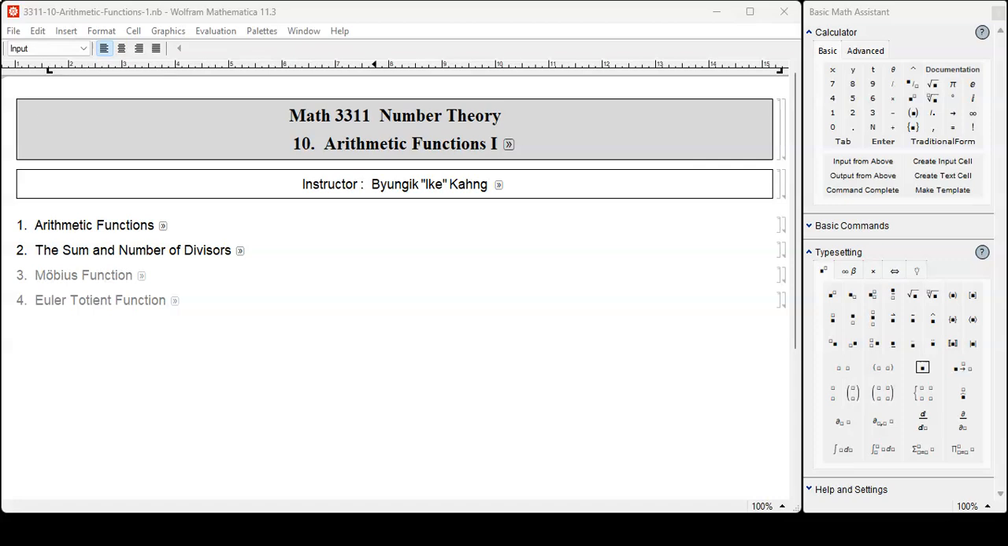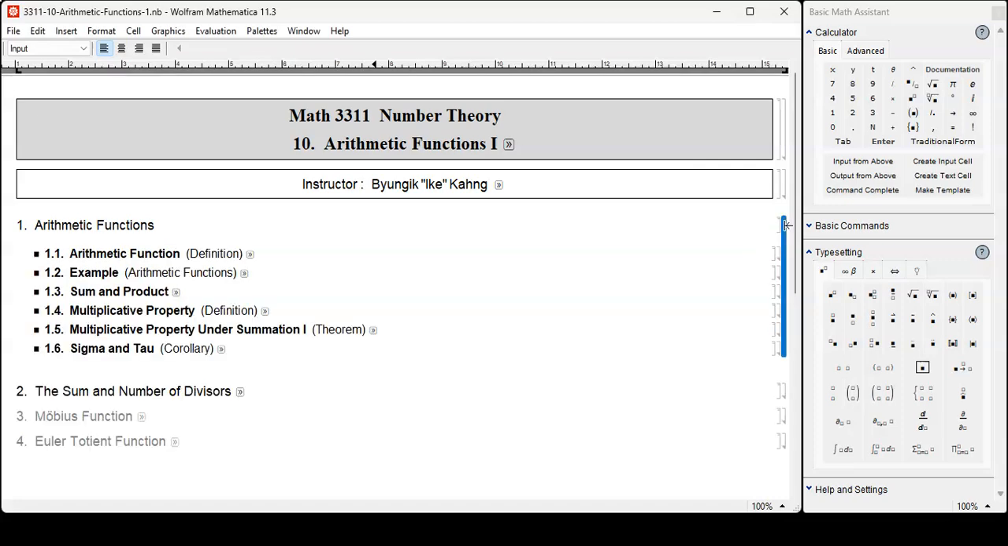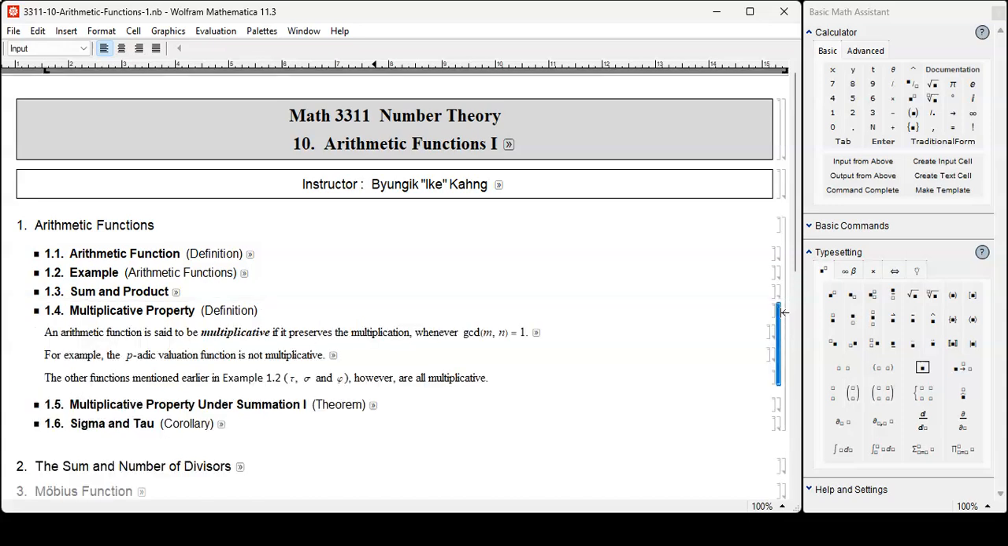Hello students, welcome back. Let us resume our discussion in section 1. Previously we completed up to 1.3, so let's resume from 1.4, the multiplicative property.